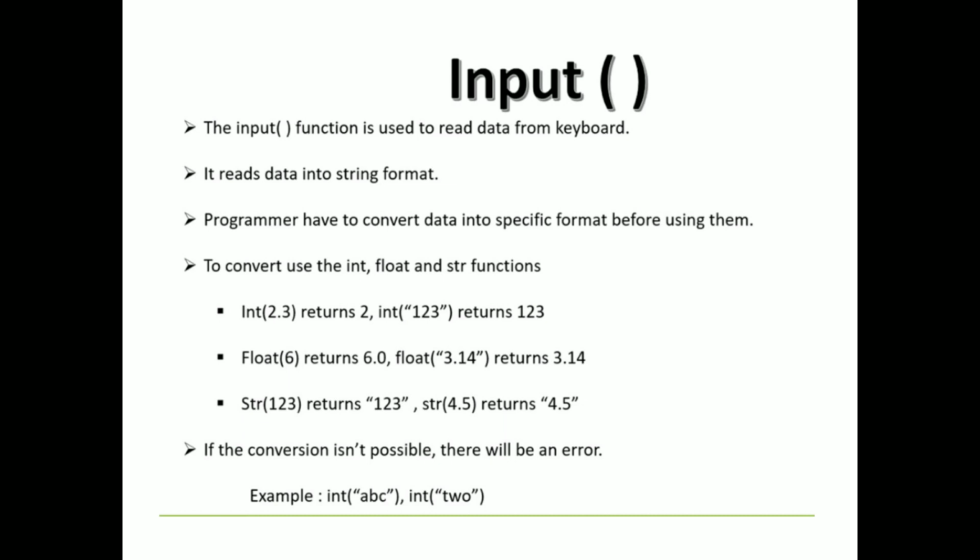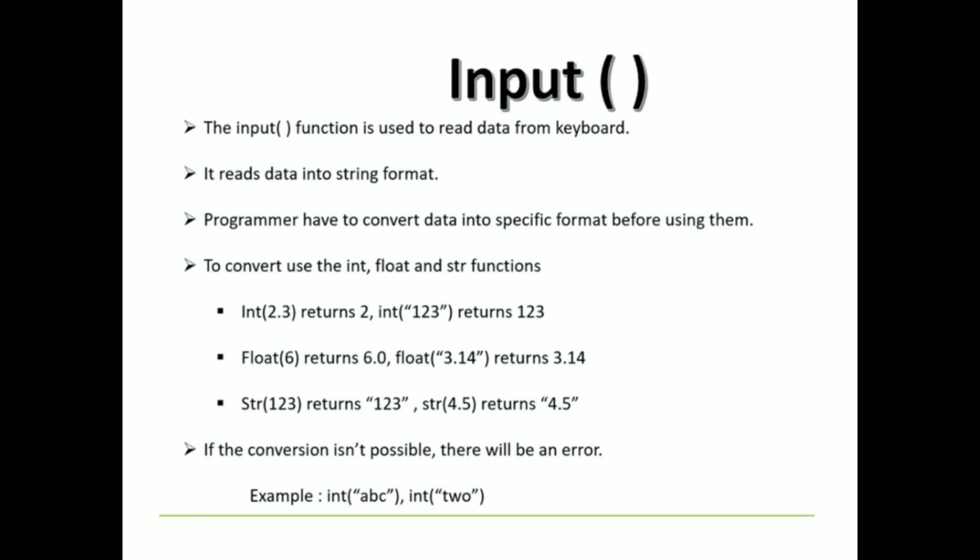To convert, use the functions int, float, and str. int(2.3) will be converted to 2, an integer type. Next, int("123"), a string, will be displayed as 123. float(6) will be converted to 6.0. Why? Because it is a floating type value.